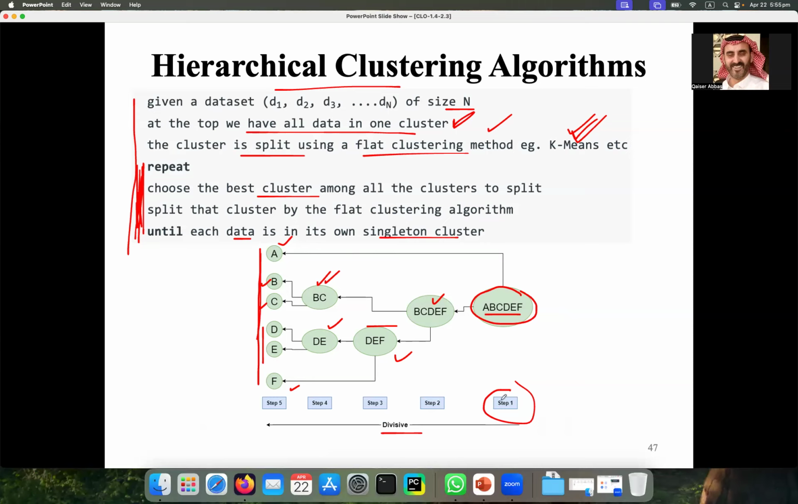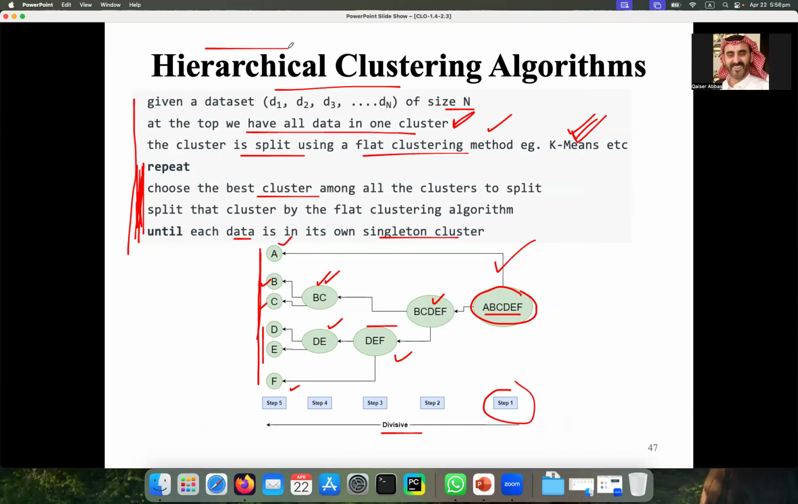That's why it was step one, step two. This is exactly the same diagram as on the previous slide, but with the steps reversed. So this is the second category of hierarchical clustering algorithms.